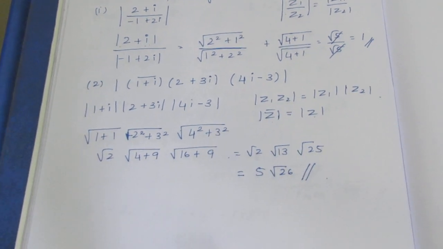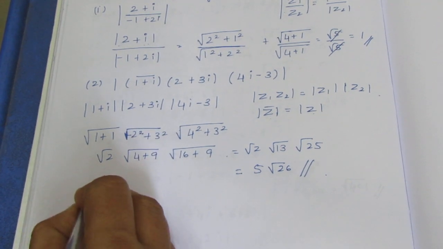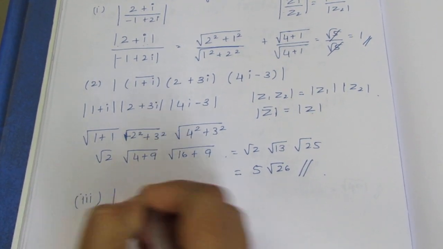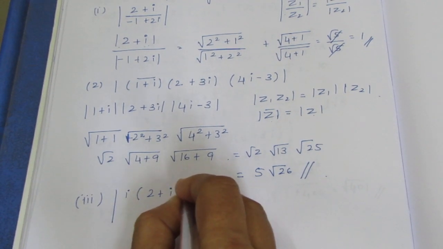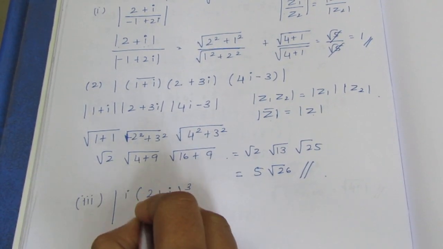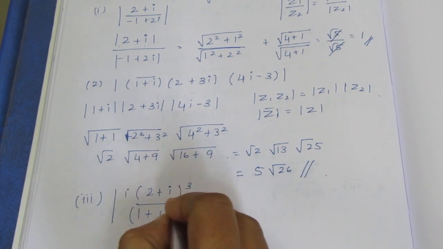Now let us look at the third sum. Look at the third subdivision, the question: the modulus of i into (2 plus i) the whole cube, by (1 plus i) the whole square.